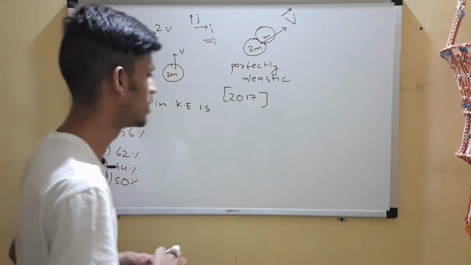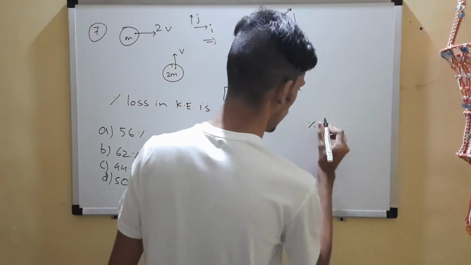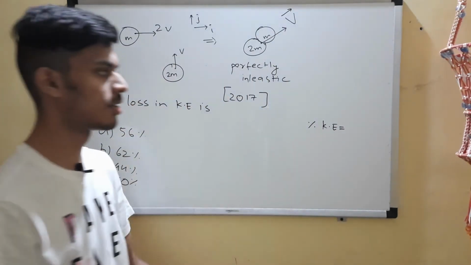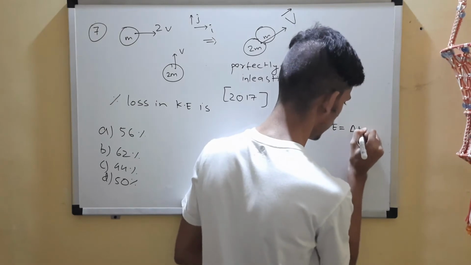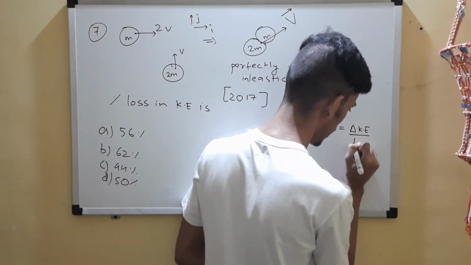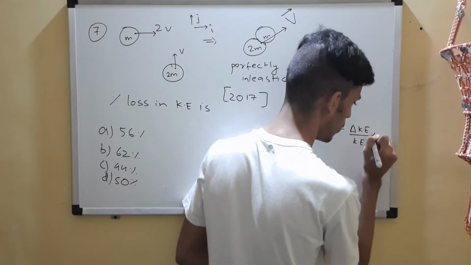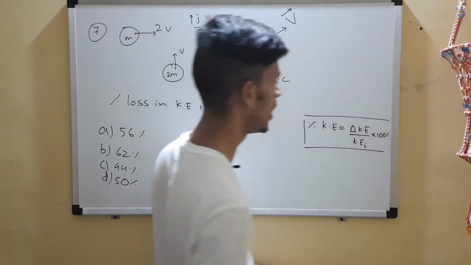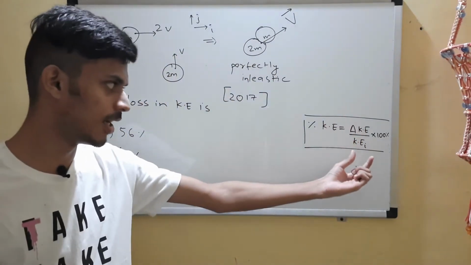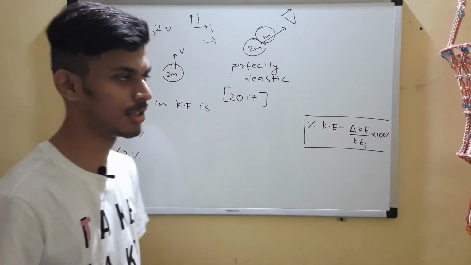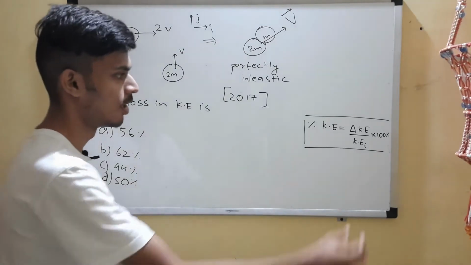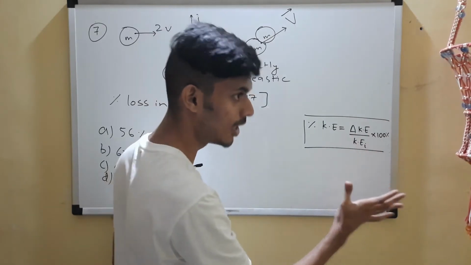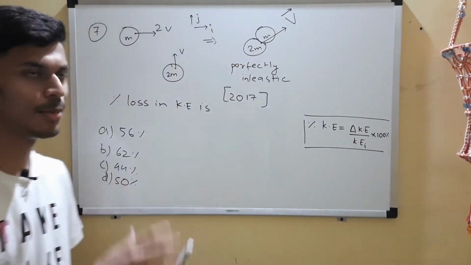Now those who are new to this type of questions of percentage loss and percentage gain, you have to use this formula. Percentage loss will be given by change in the kinetic energy divided by initial kinetic energy into 100%. In general, percentage loss or percentage gain is given by change divided by the initial physical quantity into 100%. In this case we have kinetic energy, so final kinetic energy minus initial kinetic energy upon initial kinetic energy into 100%.